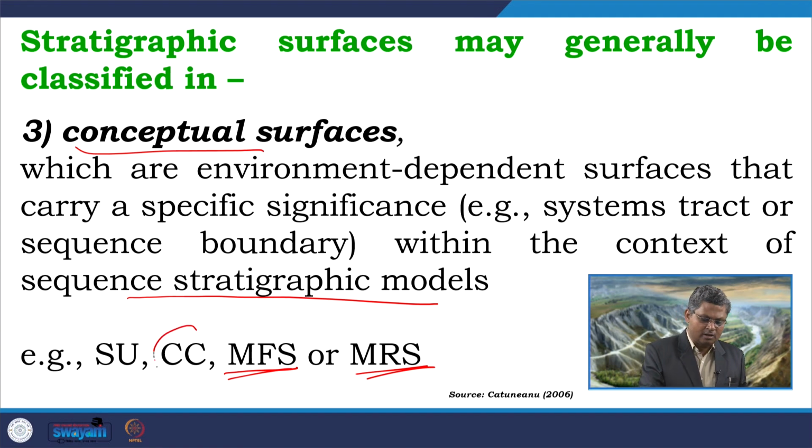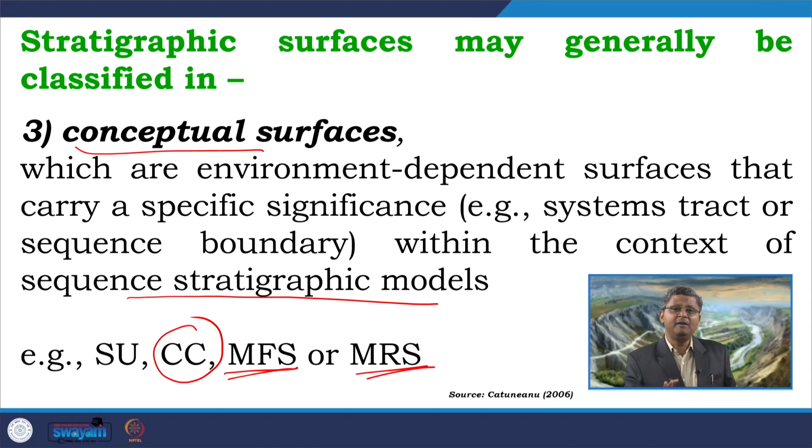So, for example, correlative conformity: this surface is not actually occurring. We are identifying it within a conformable succession with respect to our interpretation of the depositional environment, of the depositional conditions changing with respect to the forced regressive condition. We are trying to identify a surface which is demarcating the end of forced regression in the deeper marine part. So, it is entirely conceptual. So, this kind of surfaces are called conceptual surfaces.